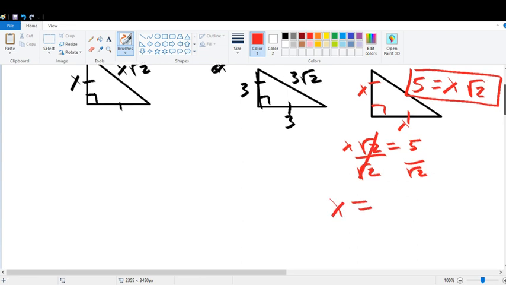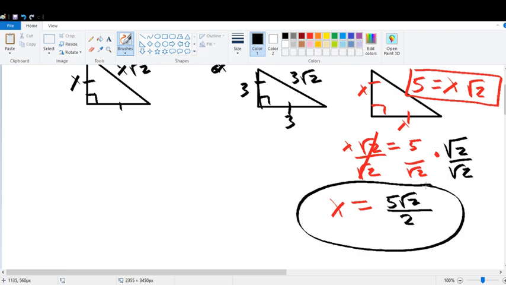And remember that you cannot have a radical in your denominator. So we have to rationalize the denominator. When we do that, we get 5 root 2 in my denominator, and I get, well, root 2 times root 2 is root 4. Root 4 is 2. So that is the value of x for this problem. This only works if we have a 45, 90 degree triangle.